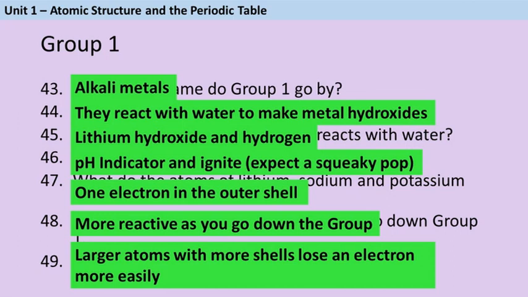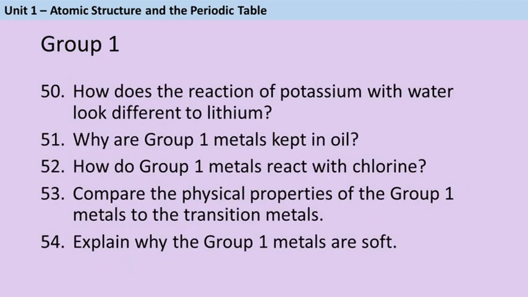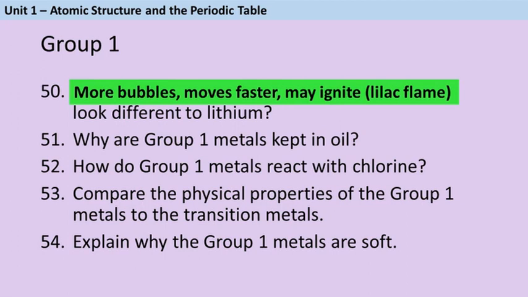The remaining electrons, which are in the inner shells, are also shielding the electron, so they're kind of stopping it from feeling the pull of the nucleus. So the more inner shells there are, the easier it is for that outer shell electron to escape. Potassium is further down group 1 than lithium. That means it's going to be more reactive. So it's going to move faster on the surface of the water, it's going to produce more bubbles, and it may also ignite and burn with a lilac flame.